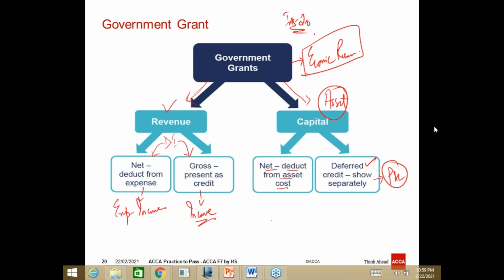How can we give back the whole amount? It is declared that the revenue grant is to pay the part of the particular period.